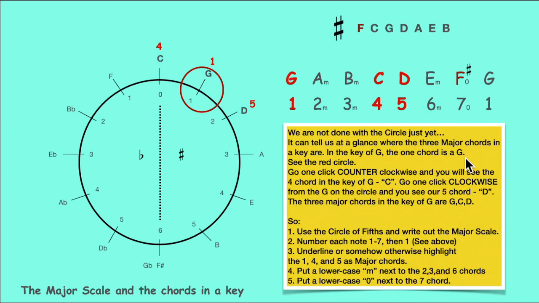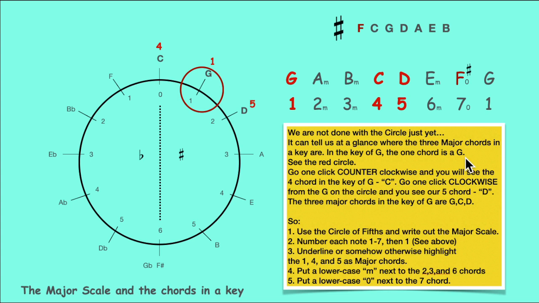Now, we're not done with the circle yet. Let's say you can't remember that 1-4-5's major. Let's just say that that's too much information for you. Well, you can figure it out real easy with the circle of fifths. Write out this G major scale like we've been doing. Now look at the circle. I've got G circled because that's the key we're in, right? Yeah. I'm going to put the number 1 there.